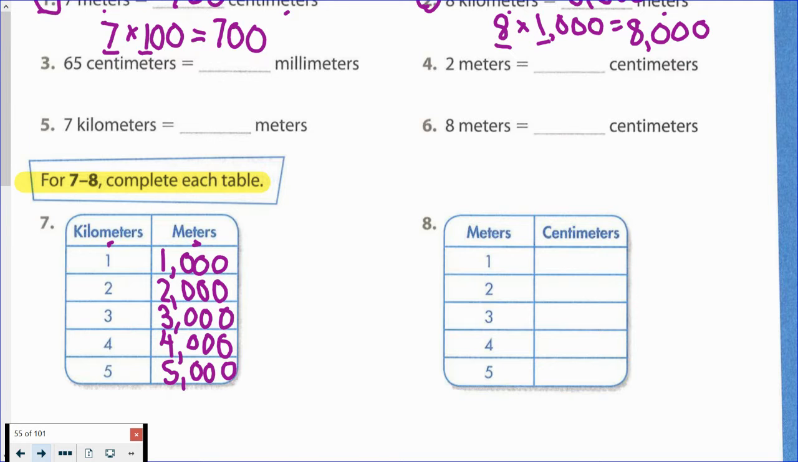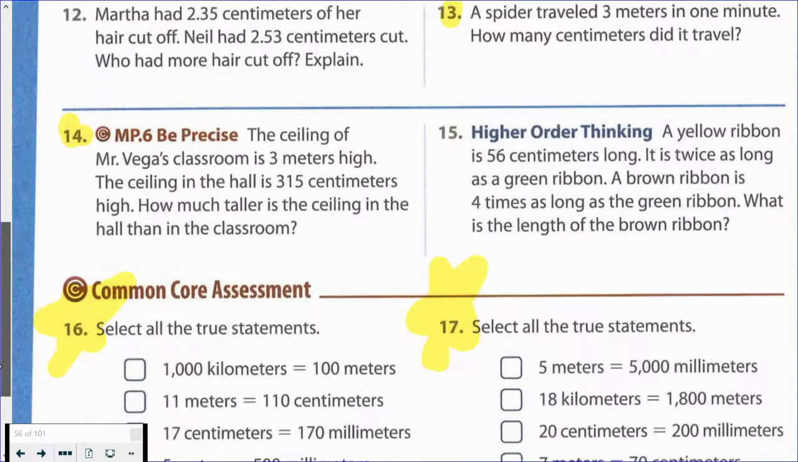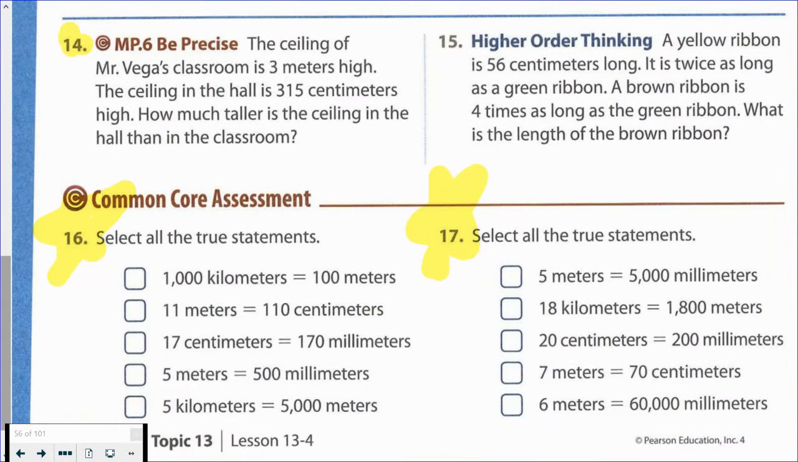Now, while you're hanging with me, let's take a look at question 14. Okay, question 14 is one of the more challenging ones on your homework, so it might be a good thing to look at this together. So here's the deal. The ceiling of Mr. Vega's classroom is 3 meters high. The ceiling in the hall is 315 centimeters high. How much taller is the ceiling in the hall than in the classroom?